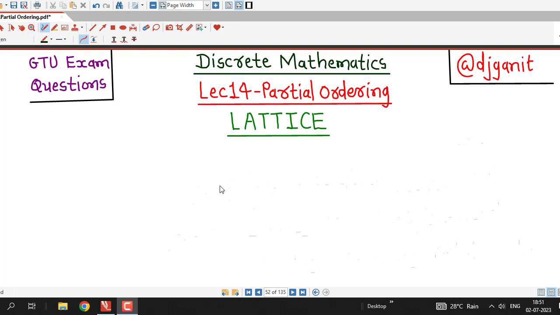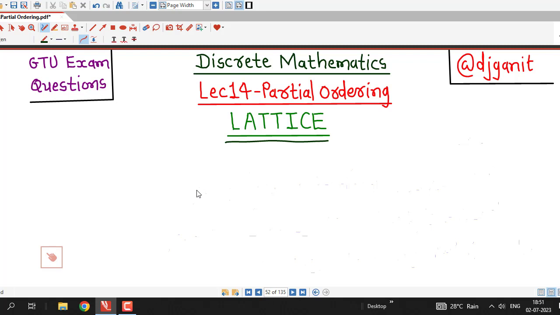In this lecture we are going to discuss about lattice. A lattice is a special type of partial ordered set. If a partially ordered set satisfies certain conditions, then it is called a lattice. So we are going to understand the definition of lattice together with one question asked on lattice in GTU exam in this lecture or session.